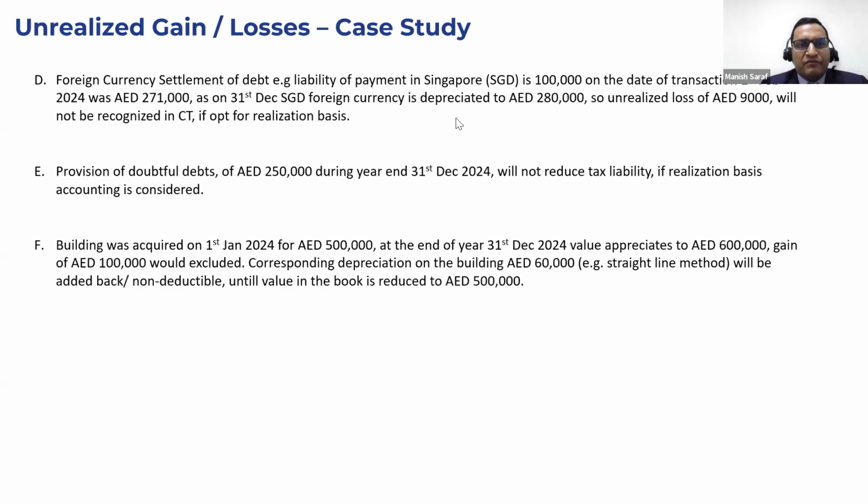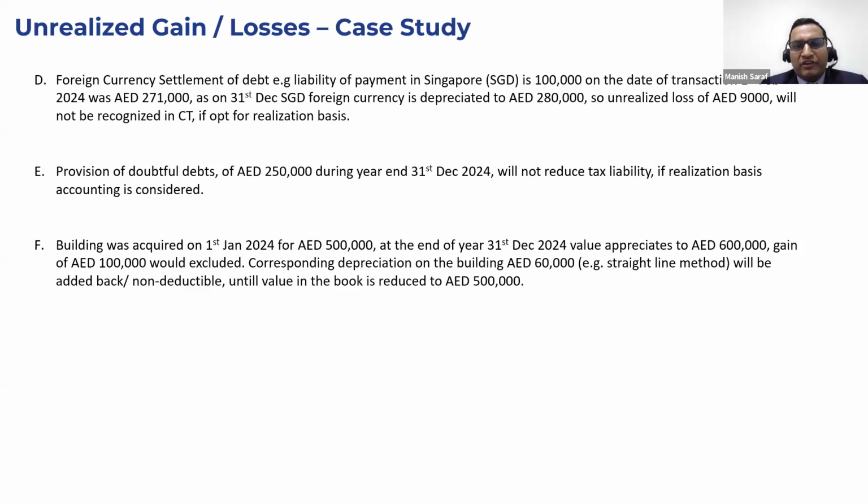Now, a similar example is a foreign currency debt. Suppose you have bought machinery from Singapore for Singapore dollars 100,000 on 1st Feb, and the converted value was 271,000. When you actually bought that, the liability in AED was 271,000. But by the end of the year, 31st December, the AED has depreciated against the Singapore dollar, and the liability has now changed to 280,000. So from 271,000 AED, the value has increased to 280,000 because of the currency fluctuation. Now this 9,000 loss is there.